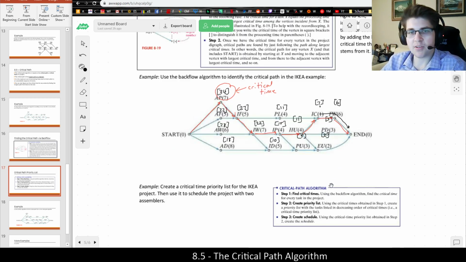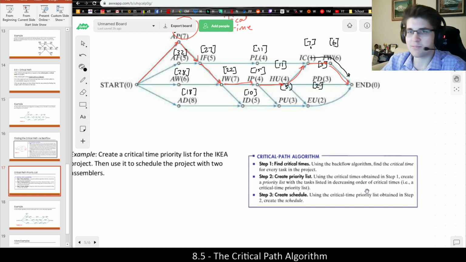And then the last step is to create a schedule. Once we have the priority list, just like we've been doing in all the other problems, we're ready to go. So let's go ahead and get into it. In this one, we first need to create a priority list, which will be just a list of each vertex in order of its critical time. So AP is going to come first.